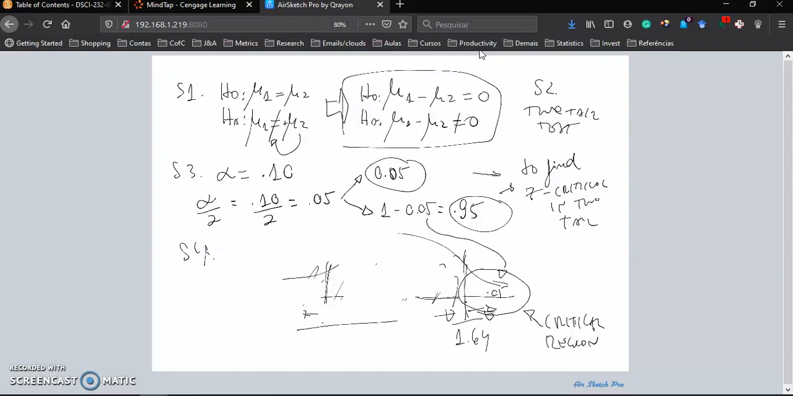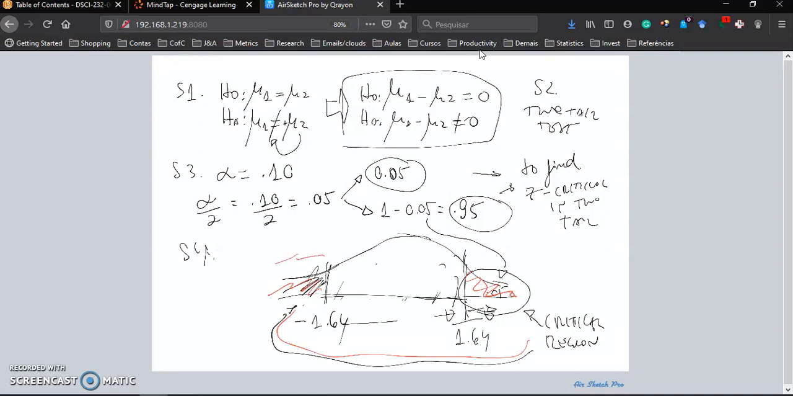This is negative 1.64. This is the critical region here, and this is the critical region. I'm still waiting for it to show up on the screen, because I do this on the iPad and it takes some time to get there. So what I was saying is that I have the critical region here, and this is a lower tail, and this is the upper tail. Those are the critical regions.